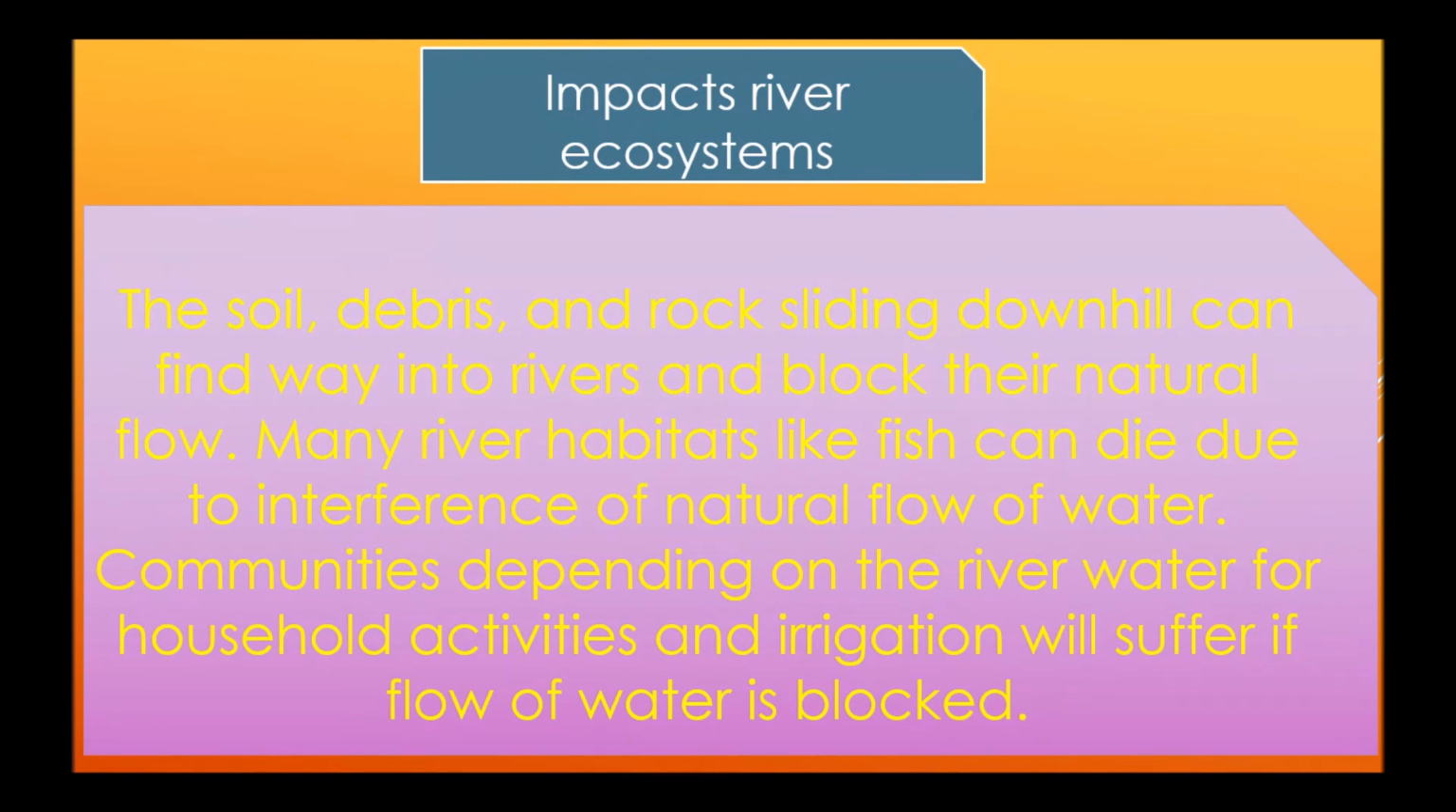Impact on river ecosystem. The soil, debris and rocks sliding downhill can find their way into rivers and block their natural flow. Many river habitats, like fish, can die due to interference of the natural flow of water. Communities depending on the river water for household activities and irrigation will suffer if the flow of water is blocked.